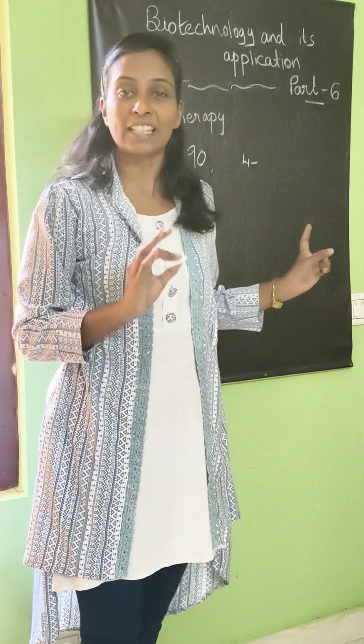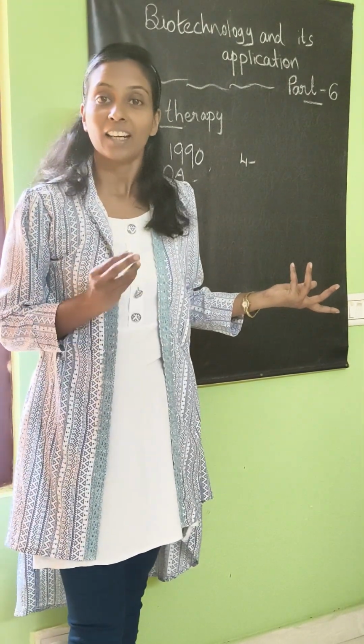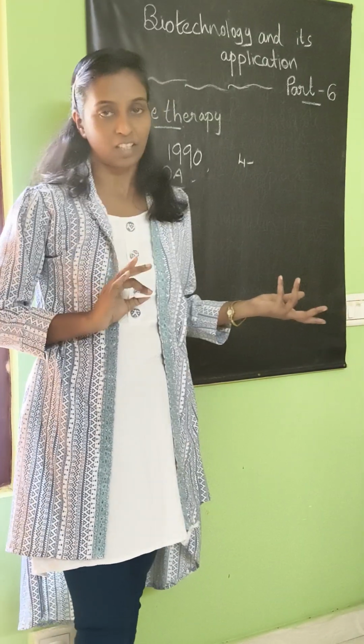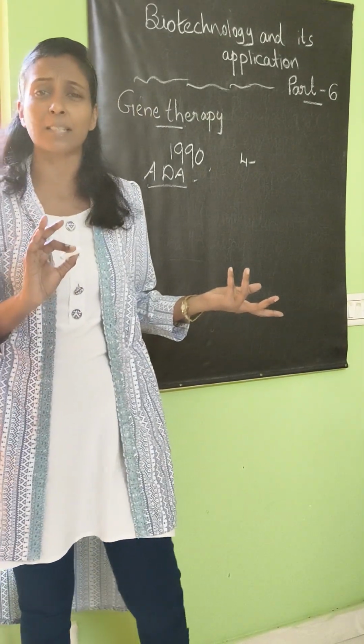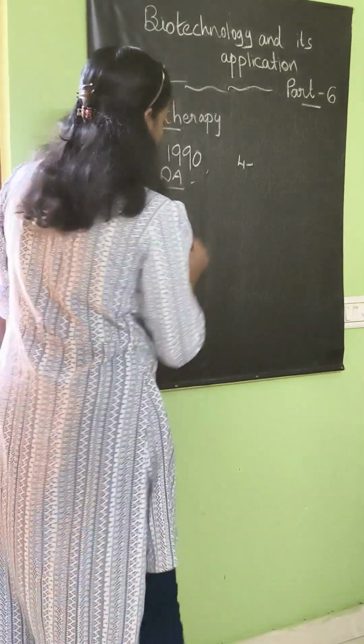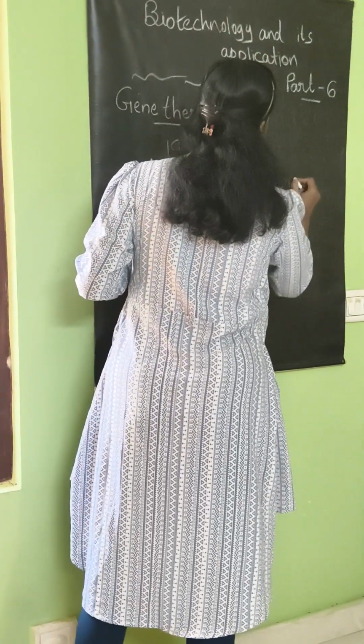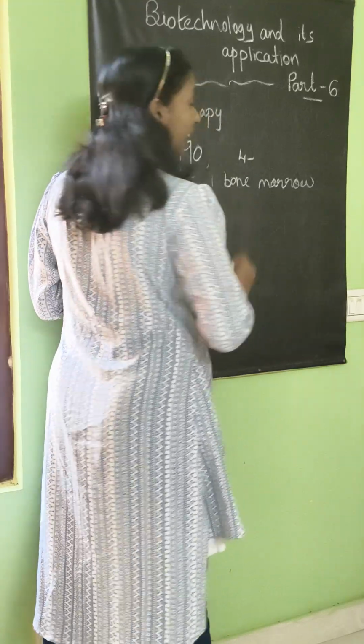This ADA is useful for immune system function. So what happens if ADA is not there? The girl's immune system is affected. There are some temporary treatments given. The first treatment is bone marrow transplantation, and the second is enzyme replacement therapy.